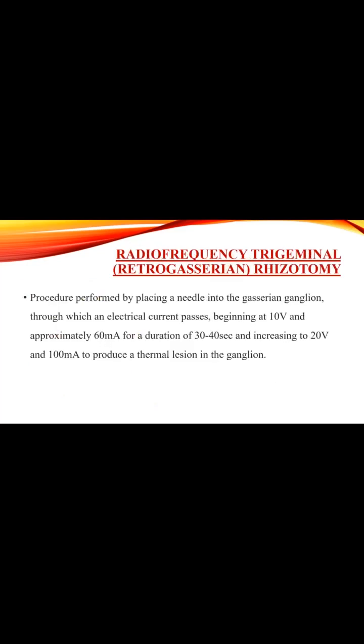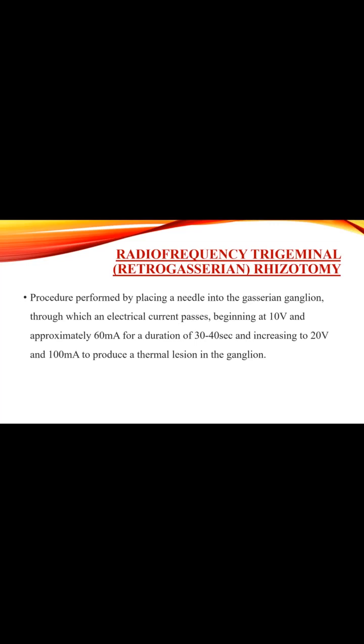Next, we'll be discussing radiofrequency trigeminal rhizotomy. This procedure is performed by placing a needle in the Gasserian ganglion. The Gasserian ganglion is the point where all the maxillary, ophthalmic, and mandibular branches meet together. We will place a needle into the Gasserian ganglion, and through it an electric current will be passed.